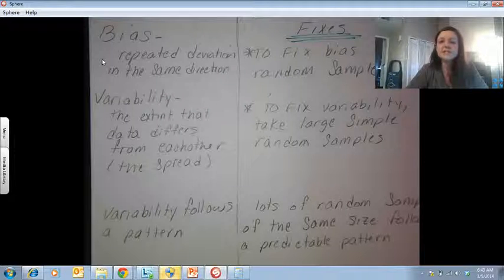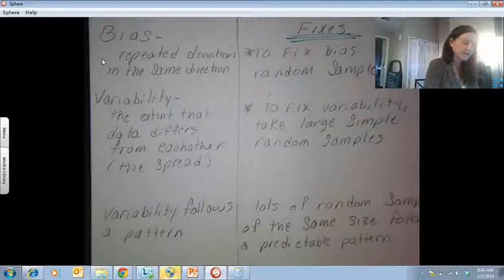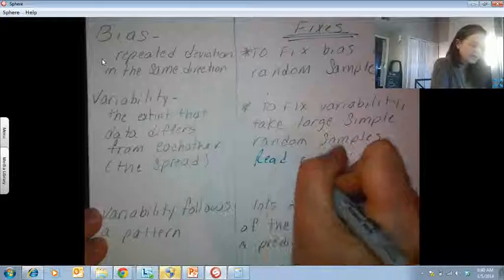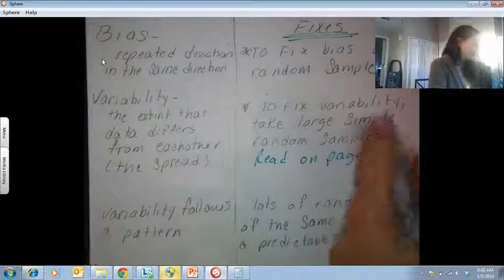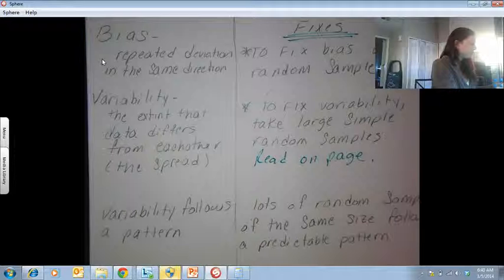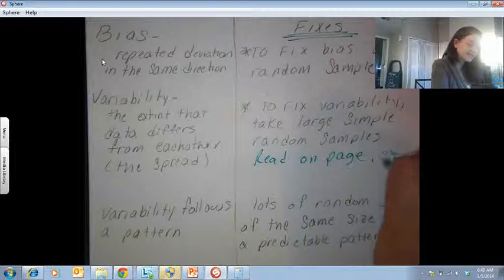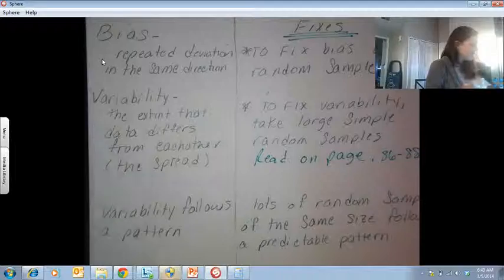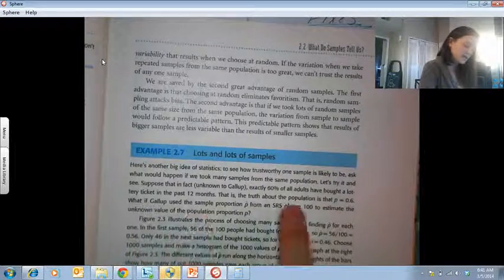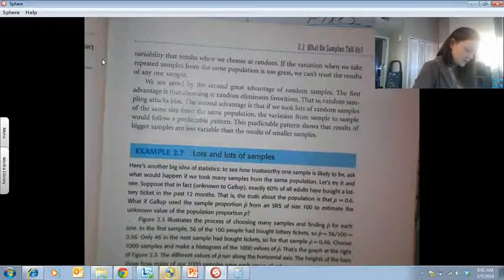To fix variability, you need to take a larger sample. So this becomes really important. You really need to read about this on page, let's see, starting on 86 to 88 here. Okay, and what it's going to look like is it goes back to that, what is this one talking about? Oh, just choosing paper. So there's also a regular pattern.